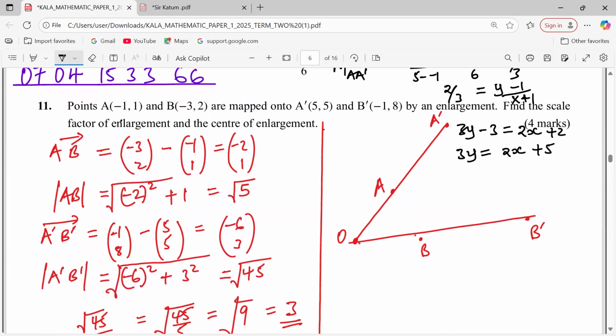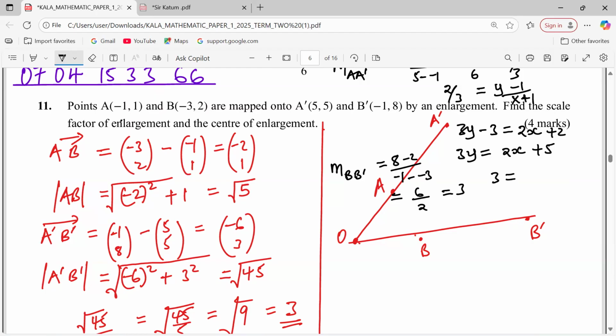We also need the gradient for B prime. How do we get the gradient for B prime? For us to get this gradient, we need change in y, 8 minus 2, over change in x, -1 minus -3. This is going to be 6 out of 2, giving us a gradient of 3, right? Gradient of 3. Yeah, I think that is the case. 8 minus 2 is 6. -1 minus -3 is positive 2. So 3.